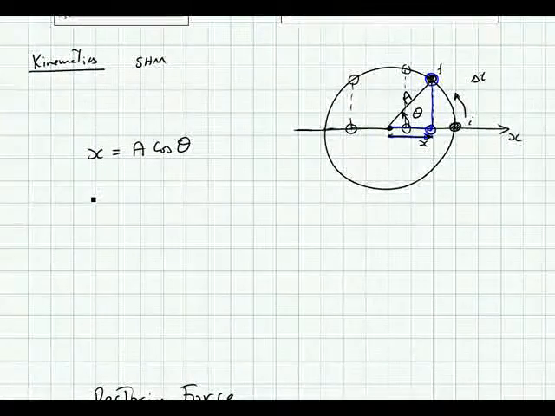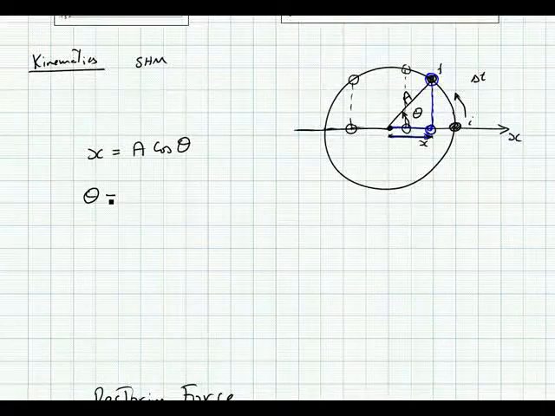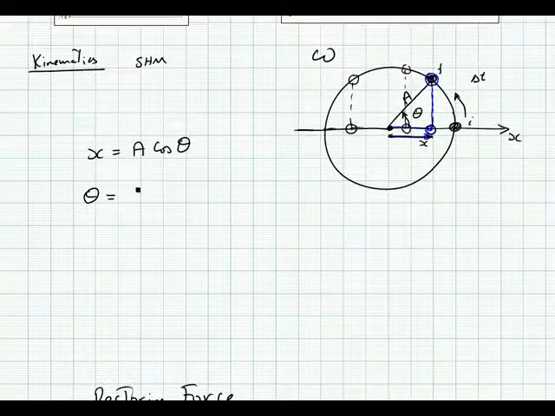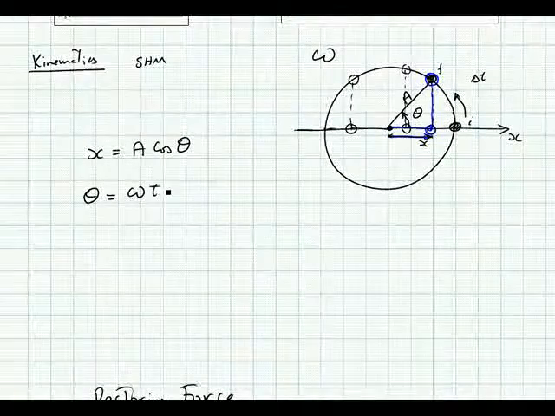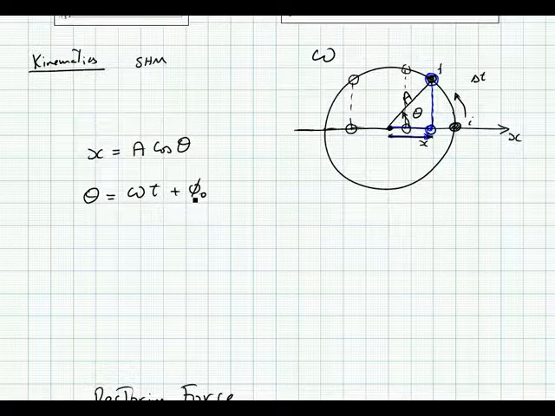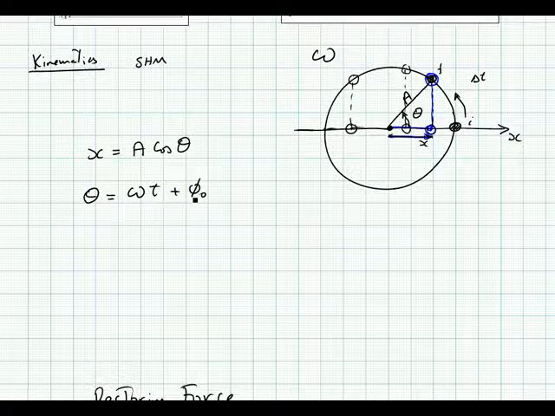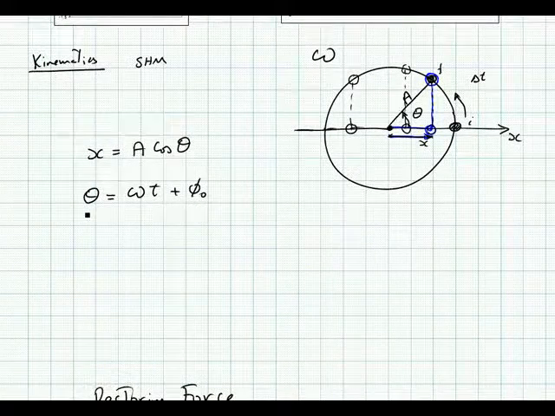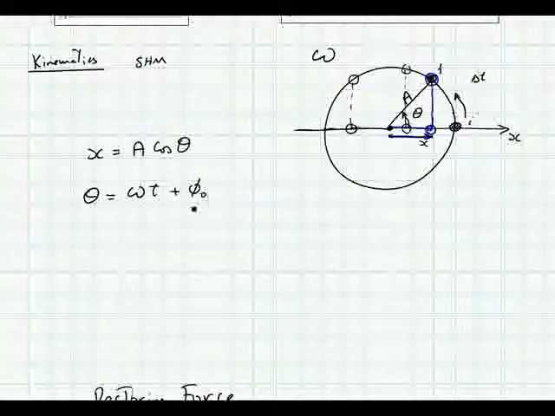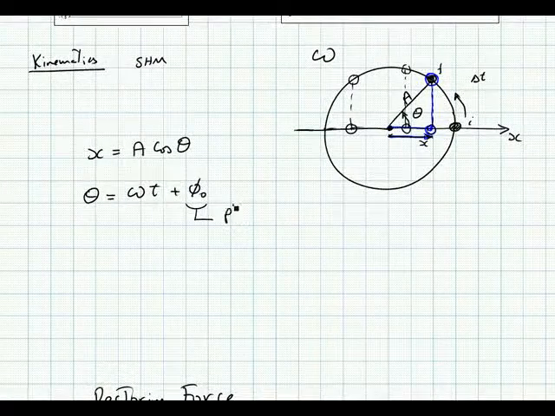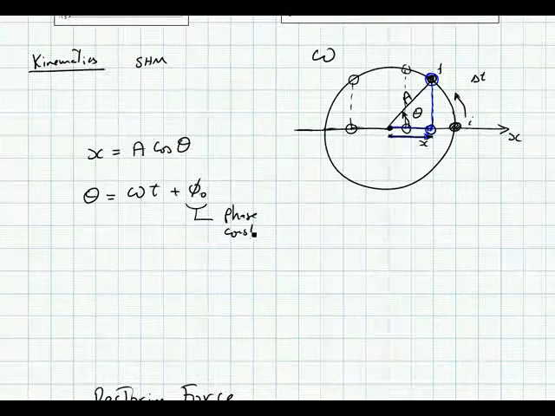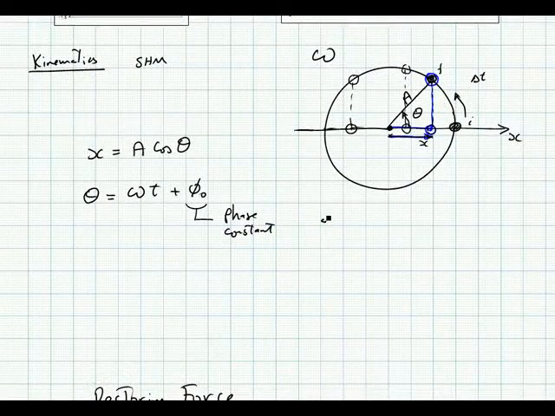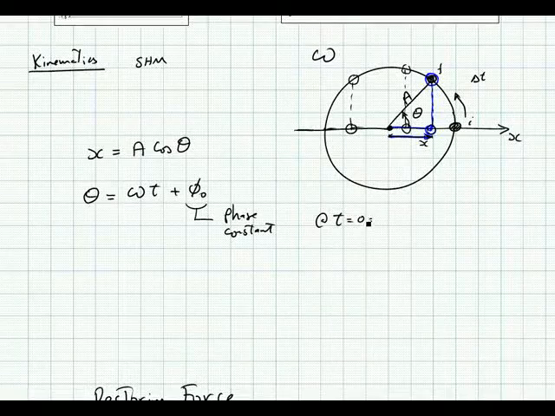Now theta is related to the angular velocity that the object has, omega, through the kinematic equation omega t plus phi naught, where t is the time that it takes for the object to undergo that angular displacement, and phi naught is what we call the phase constant, which defines the position of the object at t equals 0 seconds.